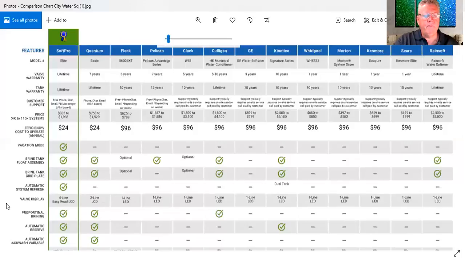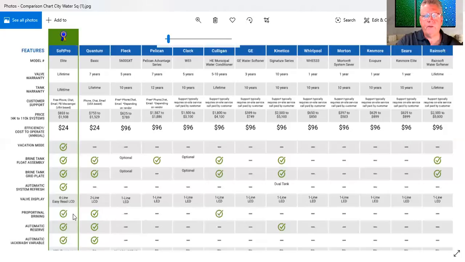Valve display. The valve display has a lot to do with being able to look at the valve and see what's going on with it at a glance, as far as usage and stuff like that. The Soft Pro comes with a 4-line, easy-to-read LCD display, so you can see a lot of information at a glance. The Quantum has a 2-line display. The Fleck has a 1-line display. Same with the Pelican and the Clack and the Culligan, and all these other systems only have a 1-line LCD display. So the Soft Pro is easier to read for you.